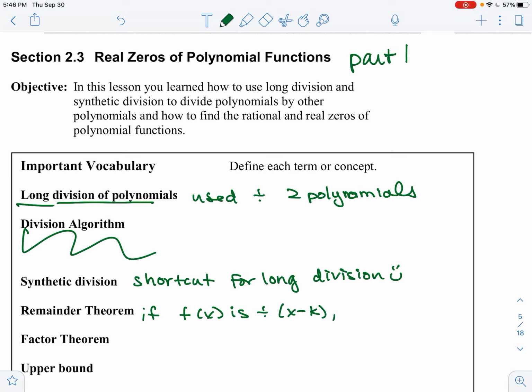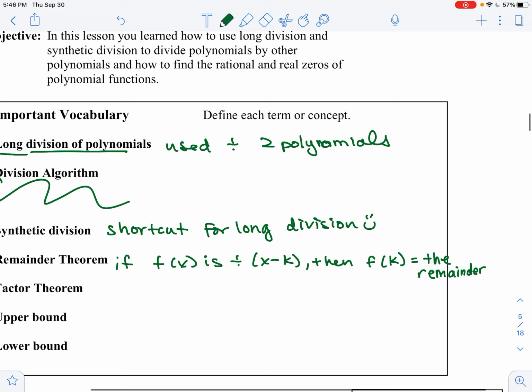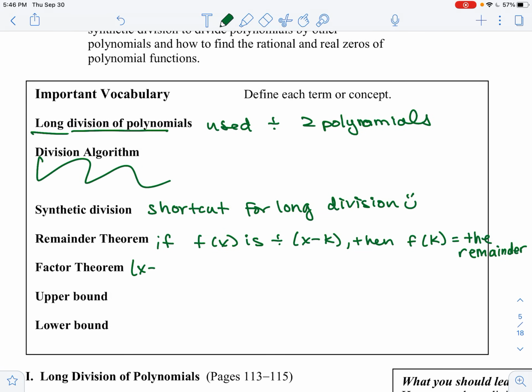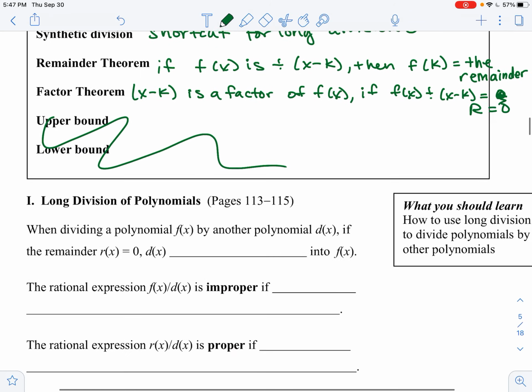The remainder theorem says that if f of x is divided by a factor like x minus some number, we'll call it k, then the value of f of k equals the remainder of that division. And the factor theorem says that if x minus k is a factor of f of x, then when f of x is divided by x minus k, the remainder equals 0. Okay, we're not going to worry about upper bound and lower bound.